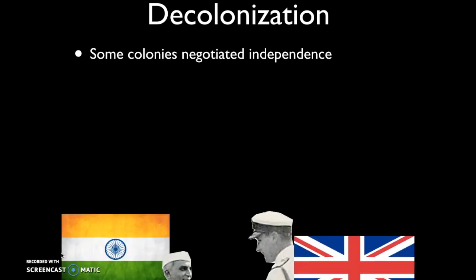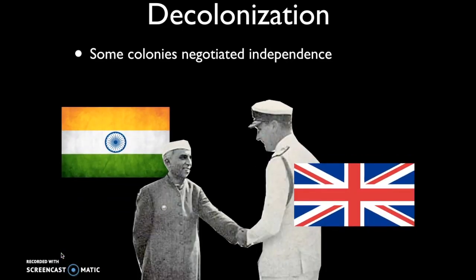So how did the process of decolonization take place? First of all, some of the colonies were able to negotiate their independence through more peaceful means.